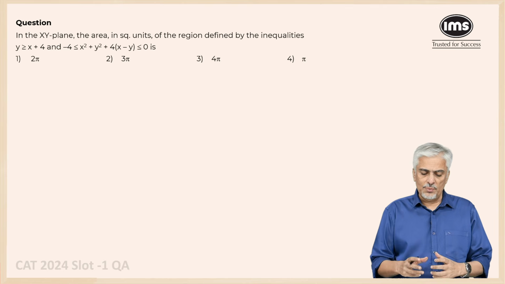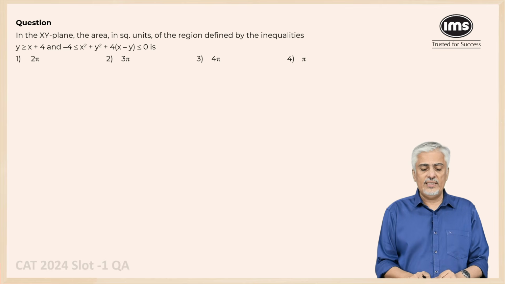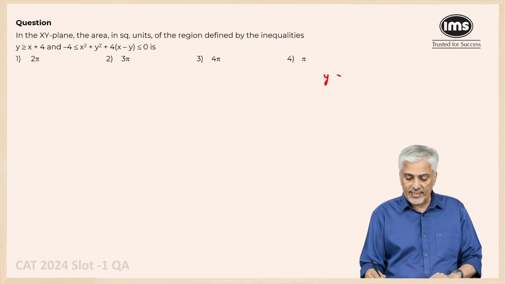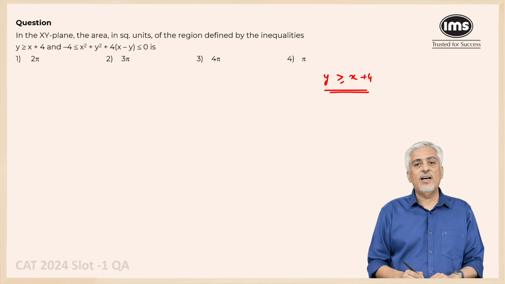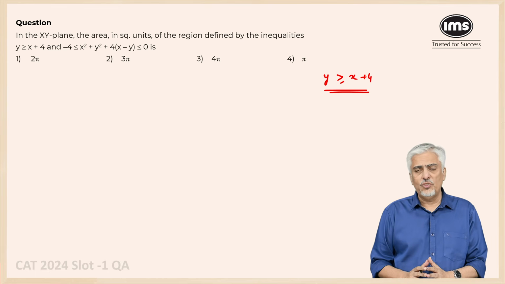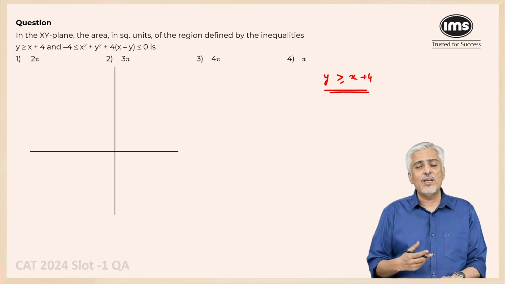The next question is from graphs, area, inequalities, a lot of things. In the xy plane, the area in square units of the region defined by the inequality so and so is what? So let's look at the first part. Y is greater than or equal to x plus 4. So first, that is obviously going to be a line. Where will the line pass from?